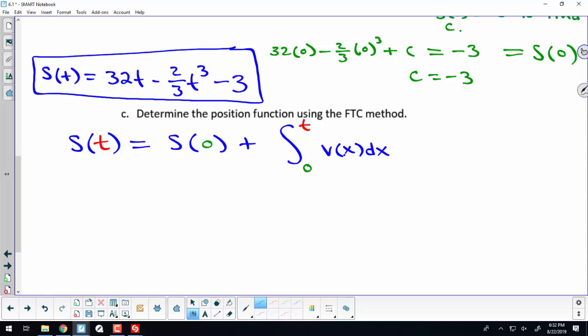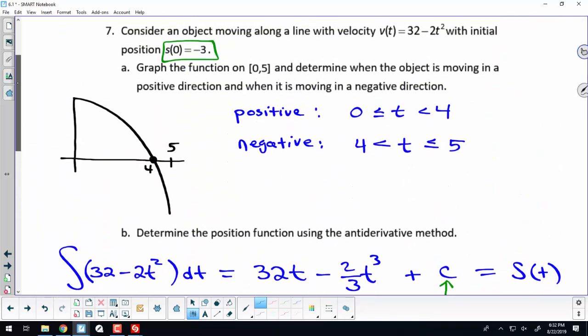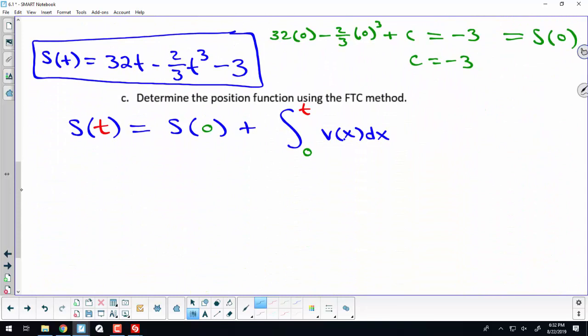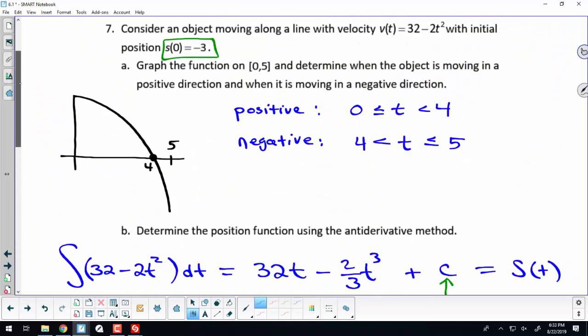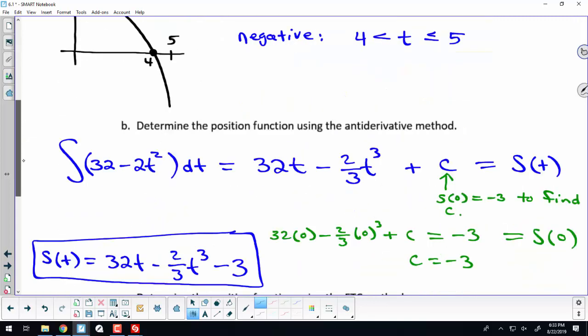So we are given S of 0. I believe that was S of 0 equals -3. Yeah, so we are given S of 0 as -3. We do need to compute the integral here. So we have the integral from 0 to t of our velocity function, 32 minus 2t squared.